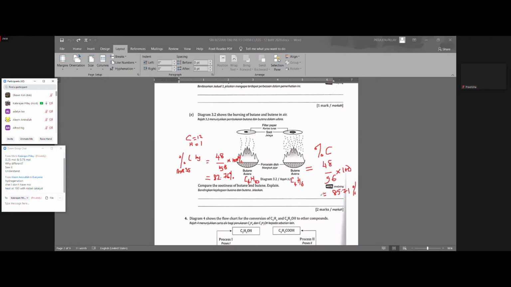So you see, this is a higher percentage of carbon. So the smoke will be more smoky. So compare the sootiness, means the smoky flame. So butene produces a more smoky flame compared to butane when burnt. B-U-T-E-N-E. Butene produces a more smoky flame compared to butane when burnt. This one you're burning, huh?